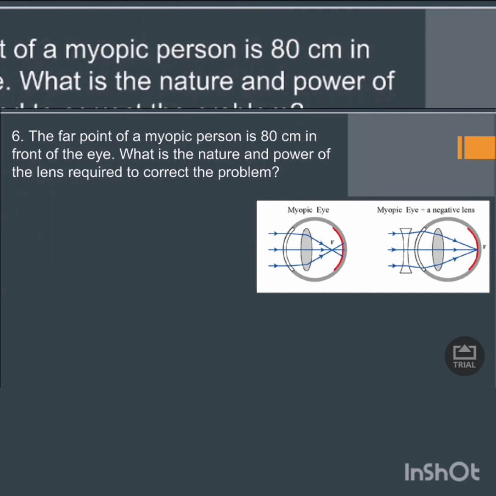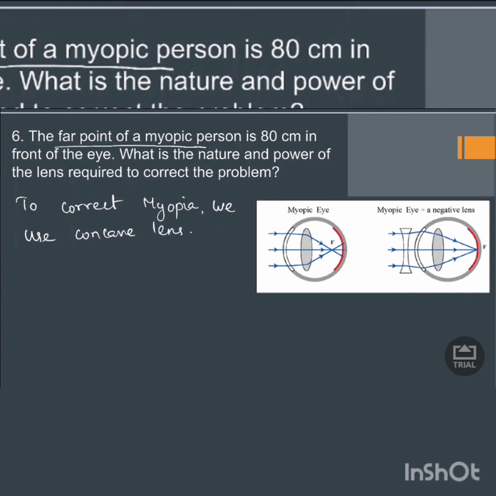Then the next problem: the far point of a myopic person is 80 centimeter in front of the eye. What is the nature and power of the lens required to correct the problem? So first you should understand, the far point of a myopic person. To correct myopia, we usually use a concave lens.